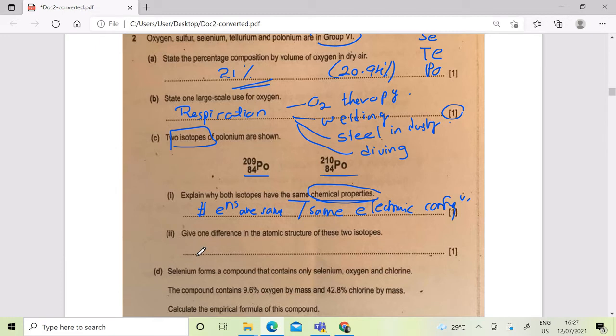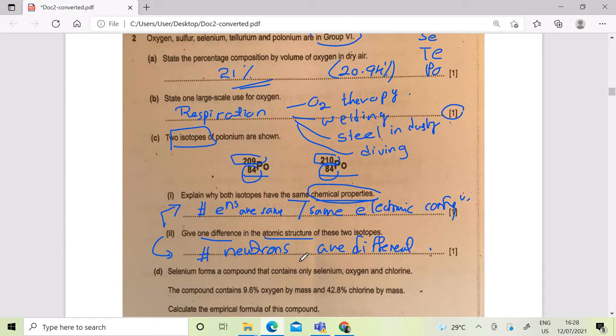Right. Give one difference in the atomic structure of these two isotopes. So here the one similarity is the number of electrons. I am going for the difference. So you know the number of protons are equal, but mass number is different. Mass number difference is basically due to the number of neutrons being different. So that is a big difference in the isotopes.